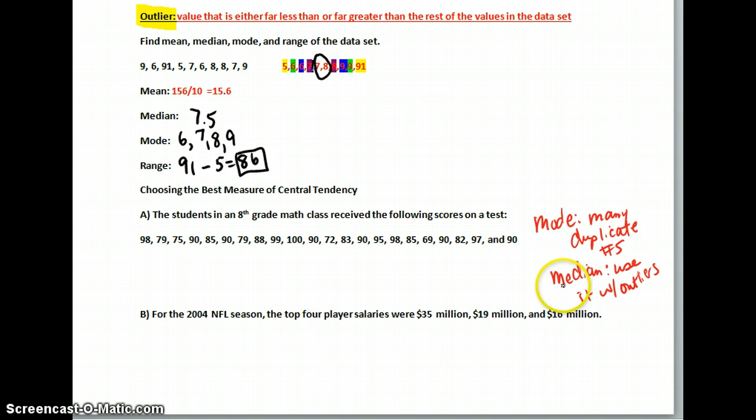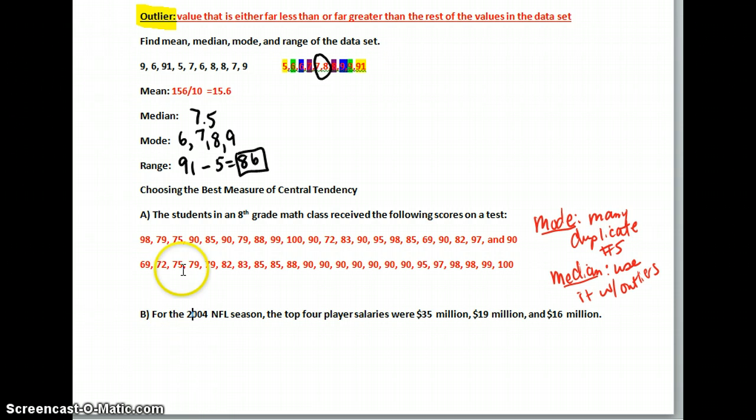Okay, the second one, if you're going to use the median as your best measure of central tendency, you always want to use it with outliers. It kind of cancels outliers out. So remember on your test score when you had all those A's and then you got a 60%? If you use median, that 60% will not hurt you nearly as much as if you did the average.